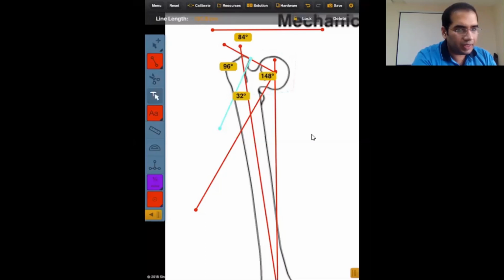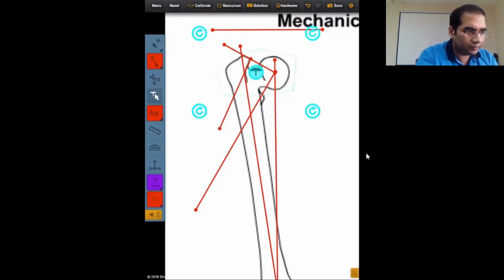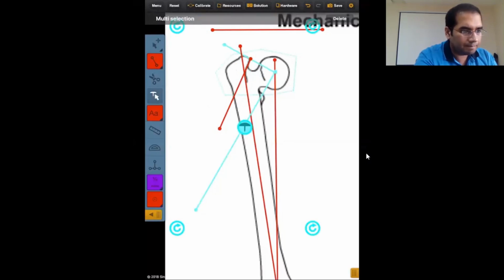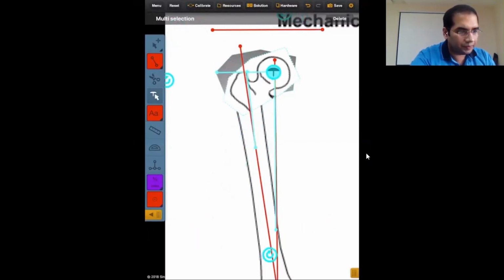And this mechanical axis line is going to come at this place. When it comes here, the axis will be restored. Okay. So this is the place where I want to rotate. Okay. Now what has happened?